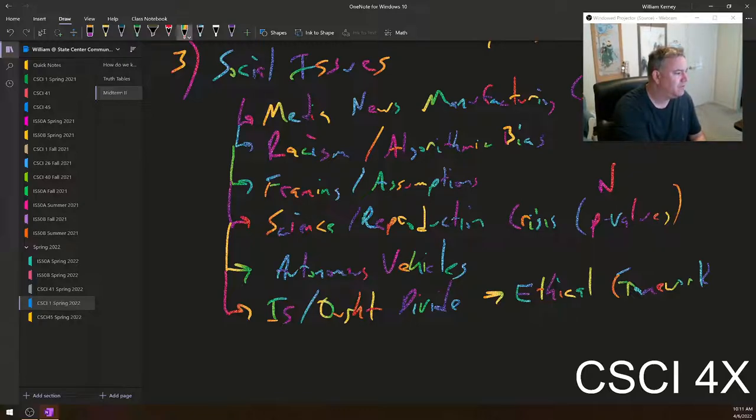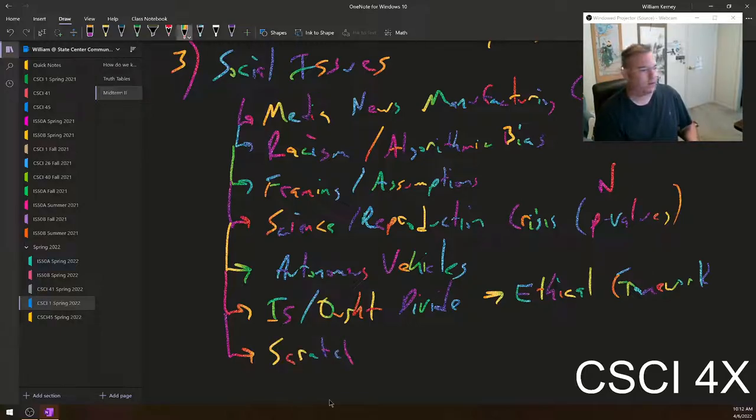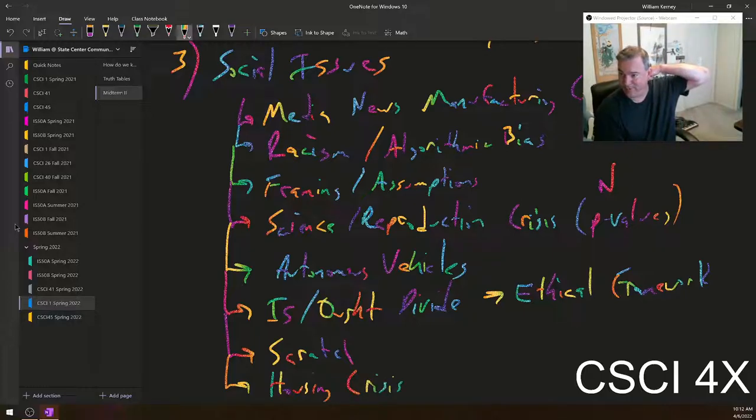Modus ponens, modus tollens, invalid, valid, sound, scratch. Yeah, we'll do a little bit with Scratch on here. Oh yeah, housing crisis. I was just talking to Scott last night about Elon Musk buying a 9% share of Twitter, what that means. That was kind of fun. That's everything. Yeah. And then we'll get into set theory after the midterm.